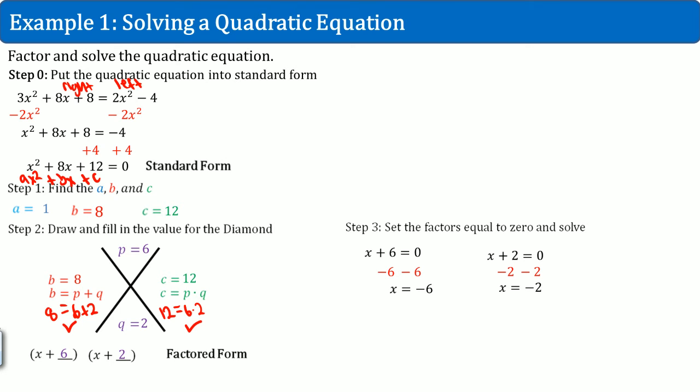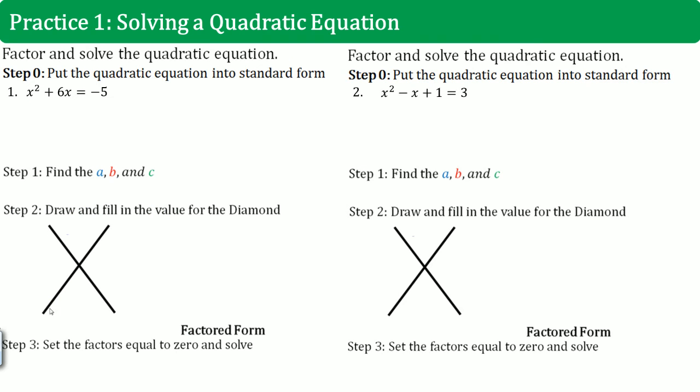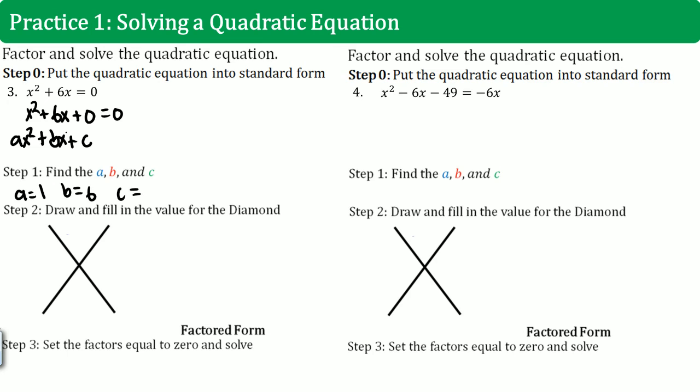All right, now I'm going to do a practice problem for you that might be a little bit different than normal. I want to do number 3 here to show you, because it doesn't look like your quadratic equation, correct? But it does. This can be written as just x squared plus 6x plus 0. Remember, it has to look like ax squared plus bx plus c. So here I can say my a equals 1, my b equals 6, and my c equals 0.